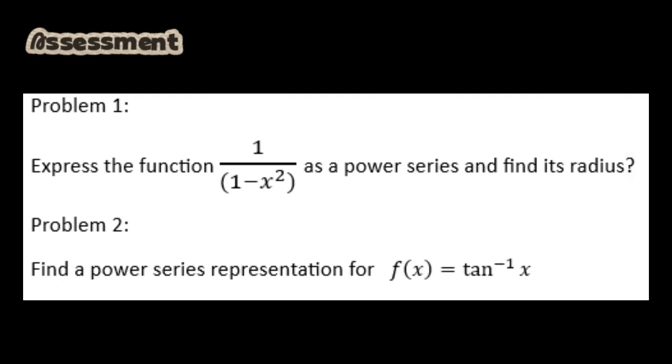You may try this. For problem number 1, express the function 1 all over the quantity 1 minus x raised to 2 as a power series and find its radius. And problem number 2, find a power series representation for f of x is equal to tan raised to the negative 1 of x.